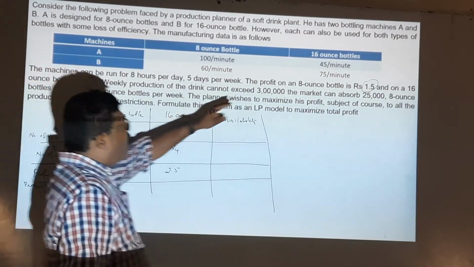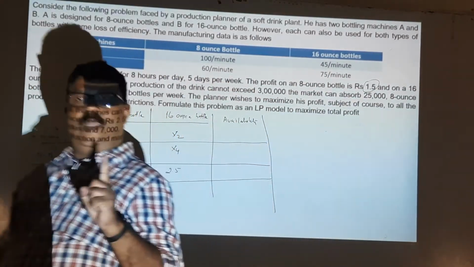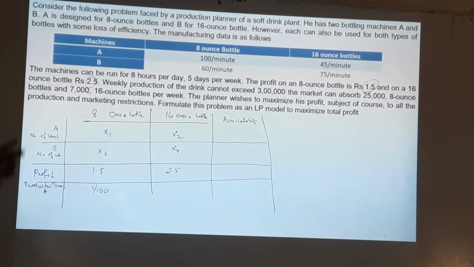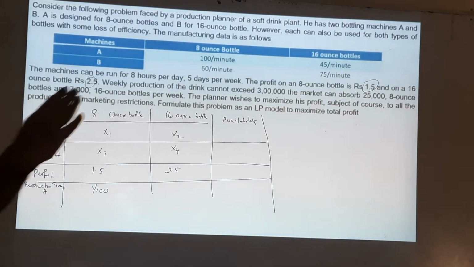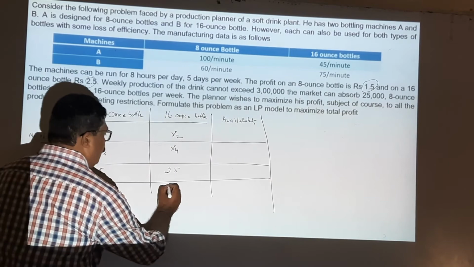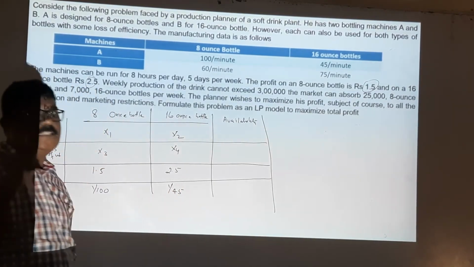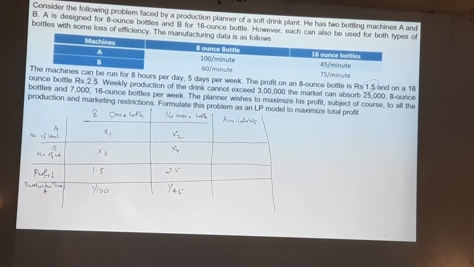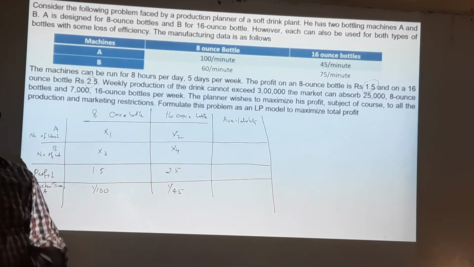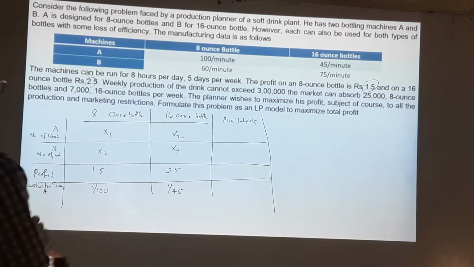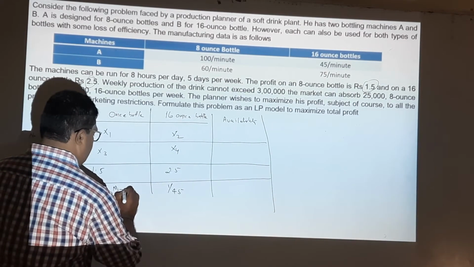And here it is 45 per minute. That means to manufacture a 16 ounce bottle using machine A, you need 1 by 45 of a minute. That is the meaning. So to manufacture 1 unit of 16 ounce bottle using machine A requires 1 by 45 minutes. So this is all in minutes. I am just writing in minutes.